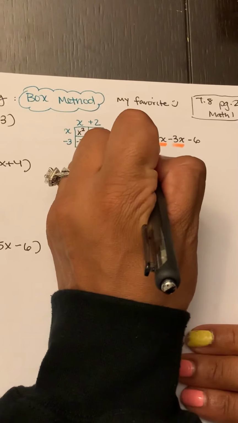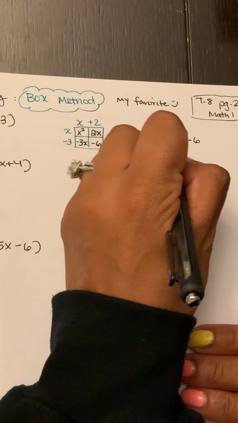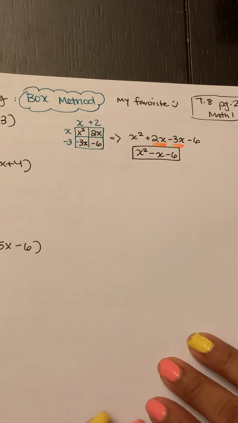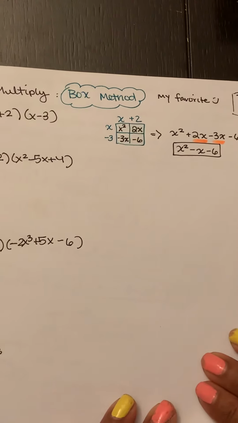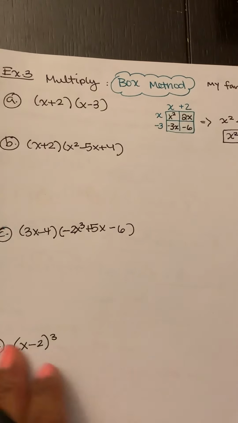Final answer is x squared minus x minus 6. There's your answer using the box method. Okay, let's take a look at the next one.